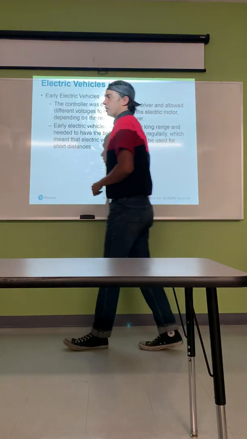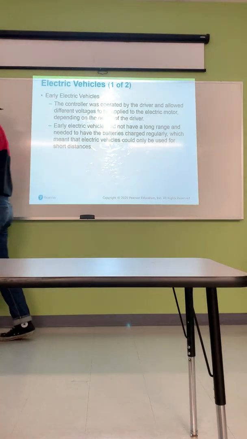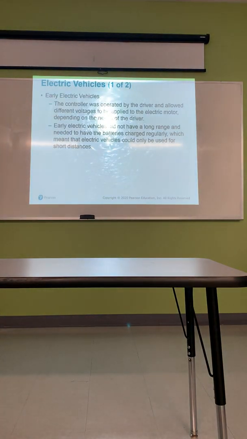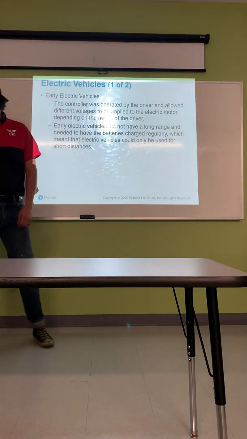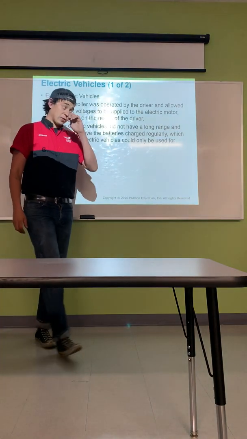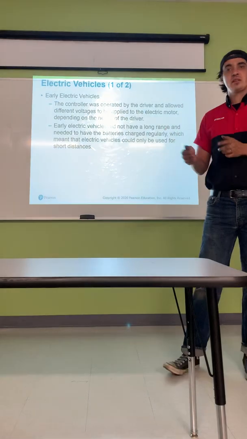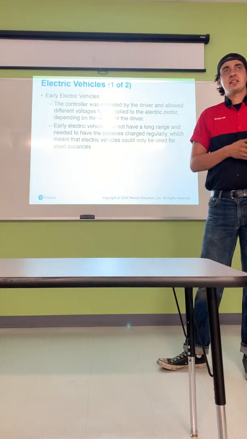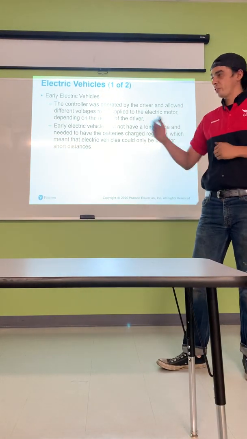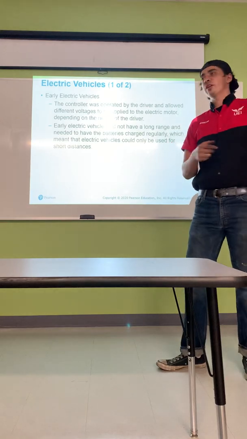Early electric vehicles did not have a long range and needed to have the batteries charged regularly, which meant the electric vehicle could only be used for short distances. So the first electric vehicles around were for very short trips, for someone who lived in a small city where they're just going to the supermarket, or going to yoga or whatever.